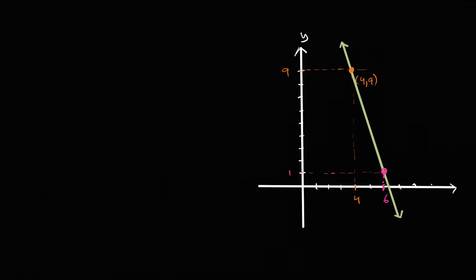Let's say we have a linear equation, and we know when x is equal to 4, that y is equal to 9, and we've plotted that point here on our xy plane. Actually, I forgot to label the x-axis right over there. And let's say we also know that when x is equal to 6, y is equal to 1. And we've plotted that point there. And so this green line represents all of the solutions to this linear equation.